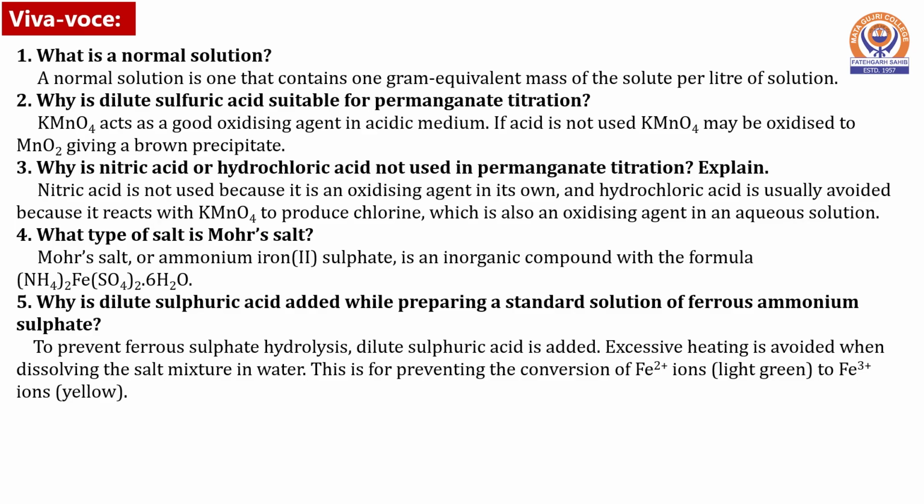Why is dilute sulfuric acid solution added while preparing a standard solution of ferrous ammonium sulfate? This is done to prevent ferrous sulfate hydrolysis. Dilute sulfuric acid solution is added in order to prevent hydrolysis of ferrous sulfate. Excessive heating is avoided when dissolving the salt mixture in water. This is for preventing the conversion of ferrous ions into ferric ions, which are yellow in color.